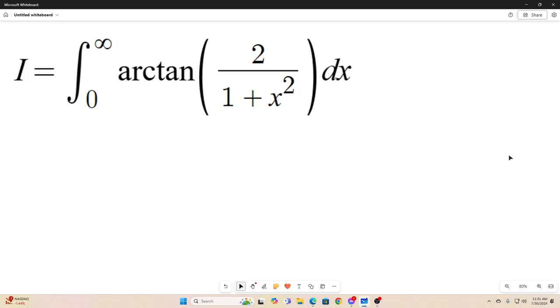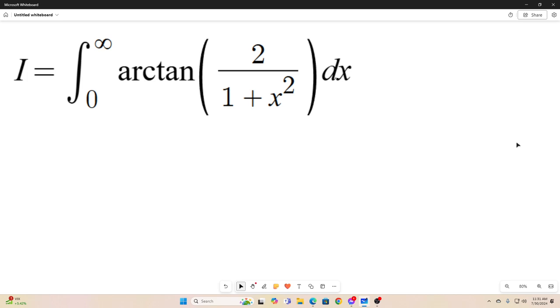So this is going to be more about the process of solving this with Feynman integration. Again, Feynman integration probably isn't the way to go. Check out Maths 505's video if you want to see a different way of doing this. But anyway, let's just get started.